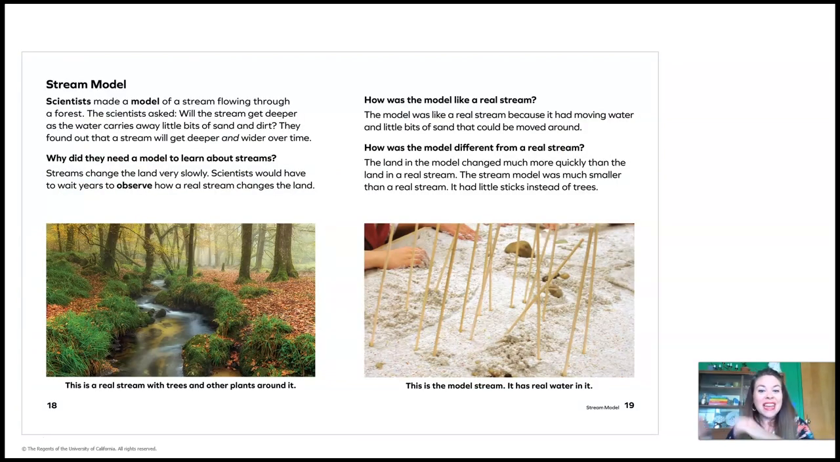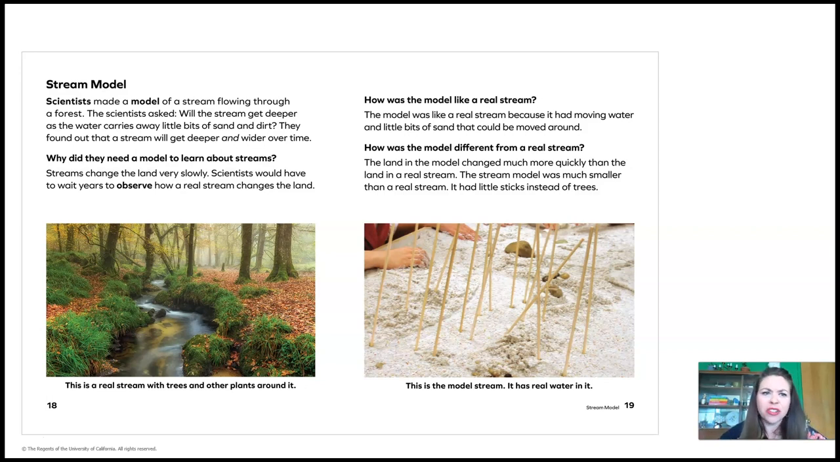Okay, now pages 18 and 19 are going to tell us more information about the two models we just looked at. Are you ready? This says stream model. Scientists made a model of a stream flowing through a forest. The scientist asked, will the stream get deeper as the water carries away little bits of sand and dirt? They found out that a stream will get deeper and wider over time.